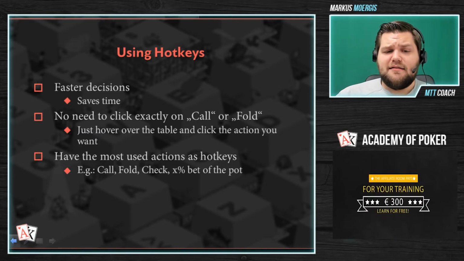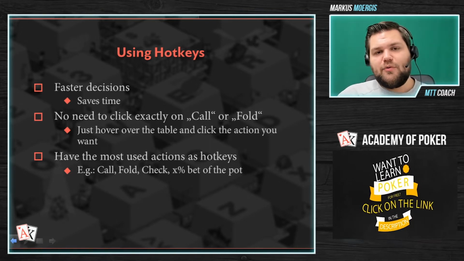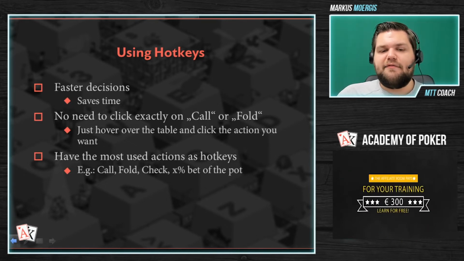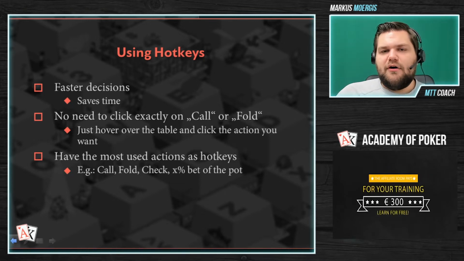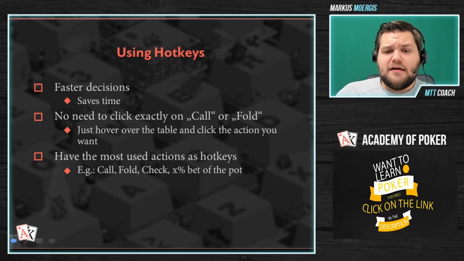If you have the hotkeys, instead of clicking through the tables, you just have to hover over one of the tables and quickly push a button. It's definitely easier if you do stuff like calling, folding, checking, and maybe going for a specific open raising size. You could use, for example, 1, 2, 3, and then go for one min raise, 2, 2.5, and 3 maybe as a three bet, like 6x or something in that direction. In that way, you can make it more quickly.